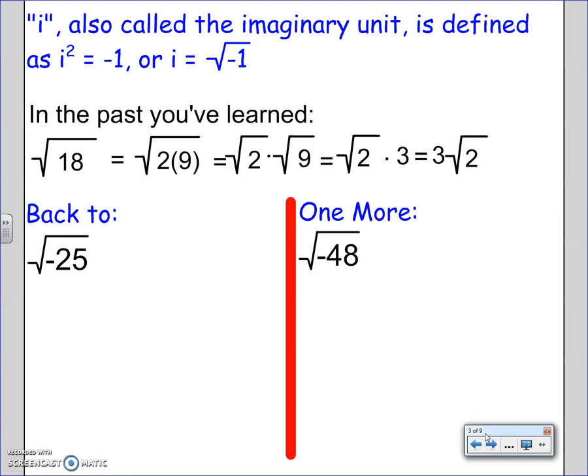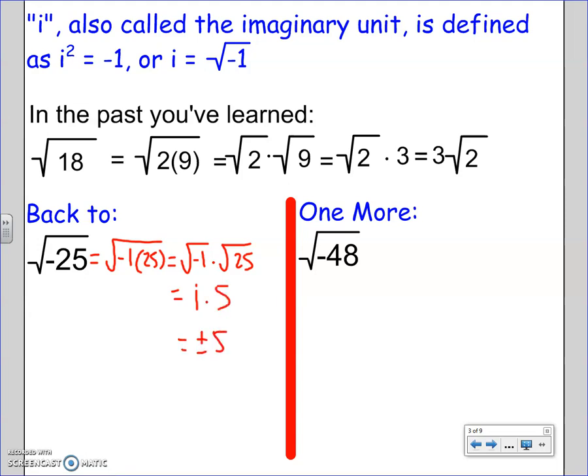We have the same logic to do this. So square root of -25, we don't know that, but we can say that's square root of -1 times positive 25. We can break that up into 2 square roots. Square root of -1 times square root of 25. And we know that square root of -1 is just i, and square root of 25 is 5. So we know this is plus or minus 5i.